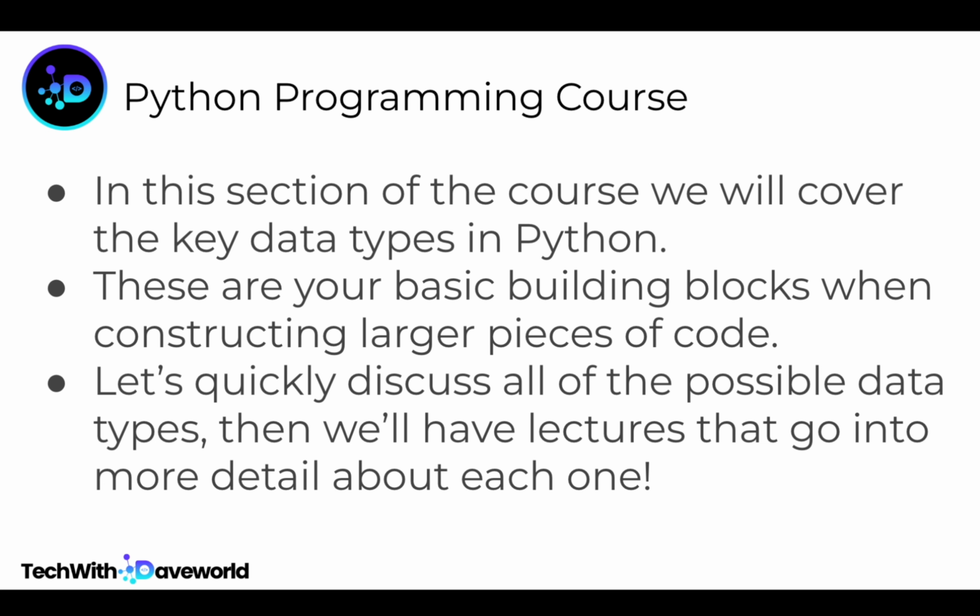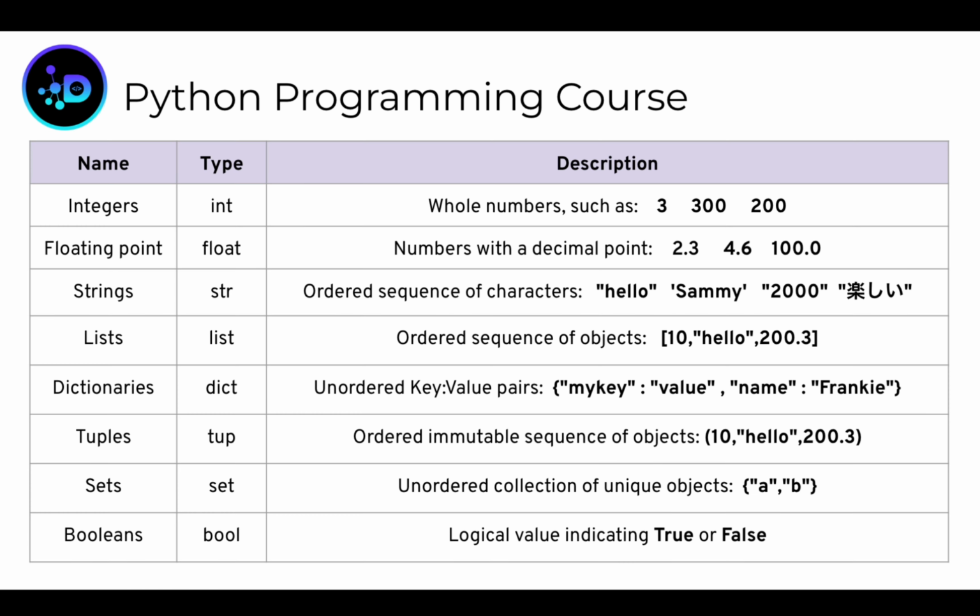Let's quickly discuss all of the possible data types, then we will have lectures that go into more detail about each one of them. This is an overview of all the basic data types we have in Python, from integer to floating point to string to lists, dictionaries, tuples, sets and booleans. But now that we have an overview of everything, let's go ahead and take a look at them in detail.